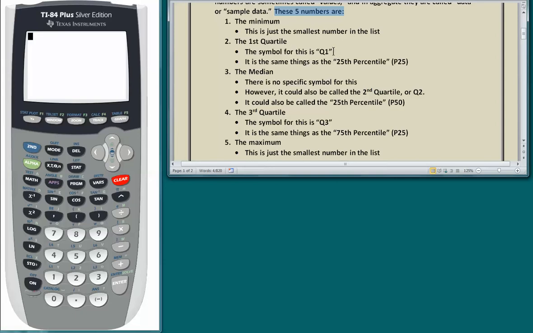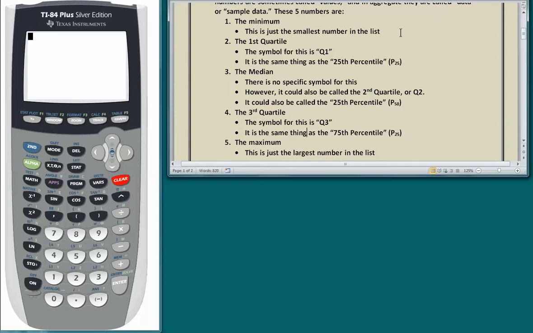the first quartile. The symbol for the first quartile is Q1. It is the same thing as the 25th percentile. The median, there is no specific symbol for the median. However, it could also be called the second quartile, or Q2. It could also be called the 50th percentile, or P50. The third quartile, the symbol for this is Q3. It is the same thing as the 75th percentile. And finally, the maximum. There's a typo, this is just the largest number in the list.